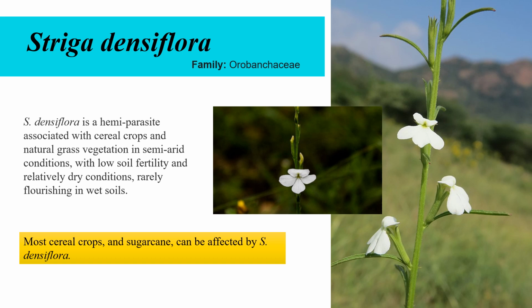Medicinally, a decoction or infusion of the root of Striga densiflora is used in treating pneumonia. Mostly the cereal crops and sugarcane can be affected by this parasitic herb.